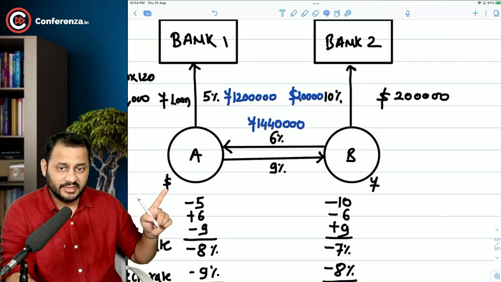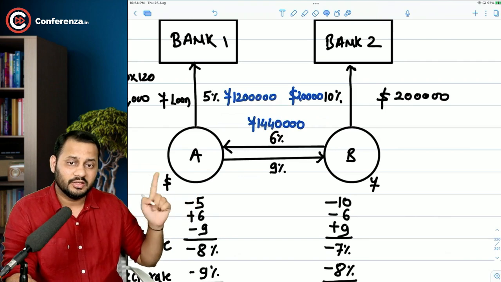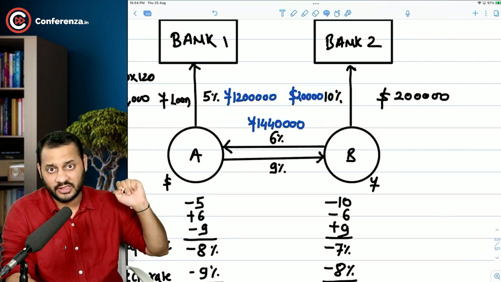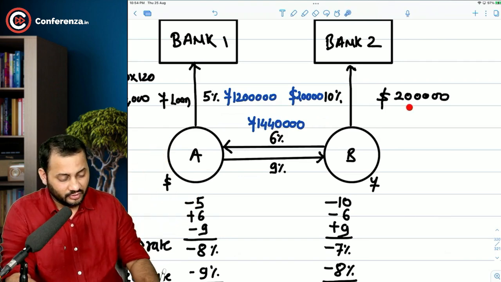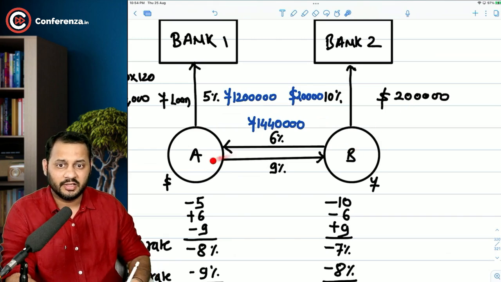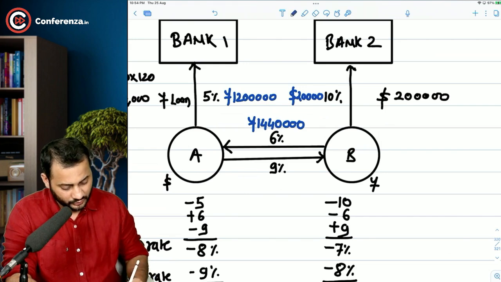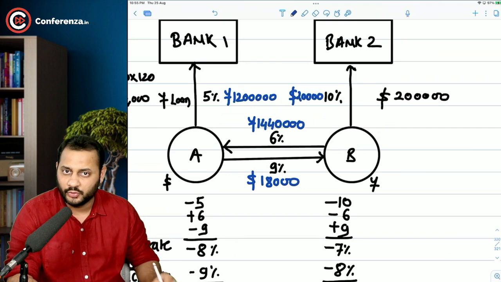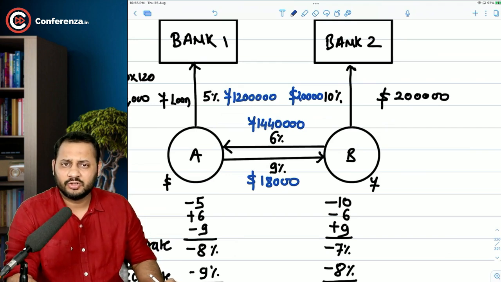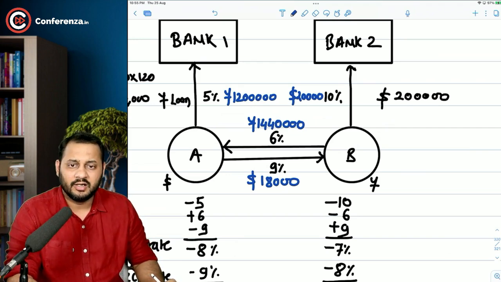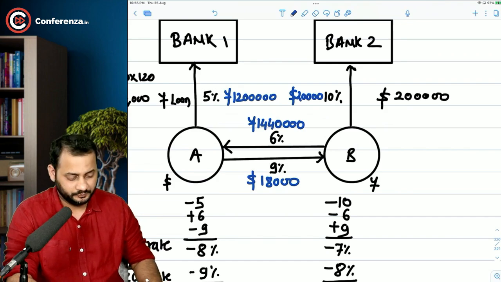And how much A is going to pay to B? 9% for the dollar loan that he has given. These dollars were borrowed by B and given to A. On that he is paying only 9%. That comes to $18,000. Do you agree? Now just make the columns for A and B and write down the values in that.